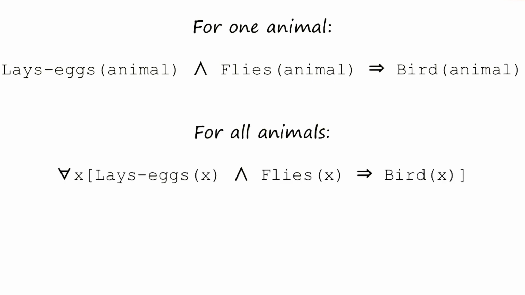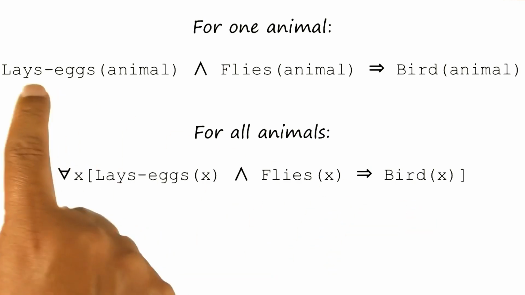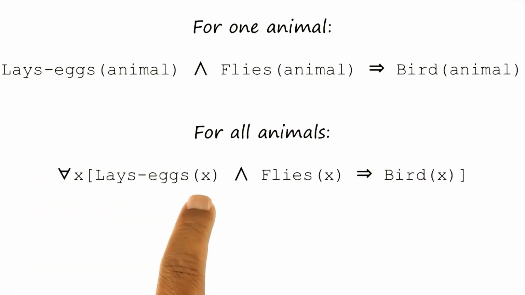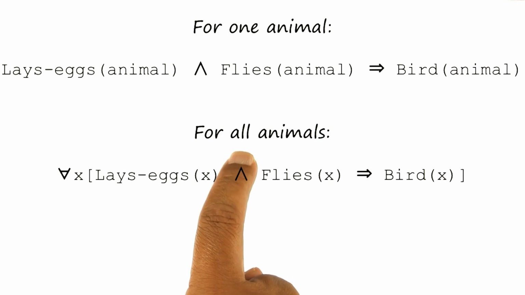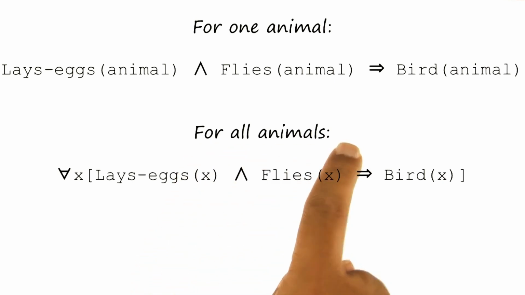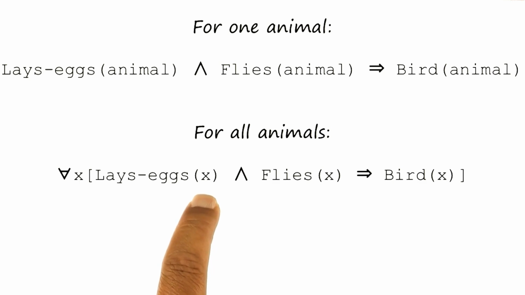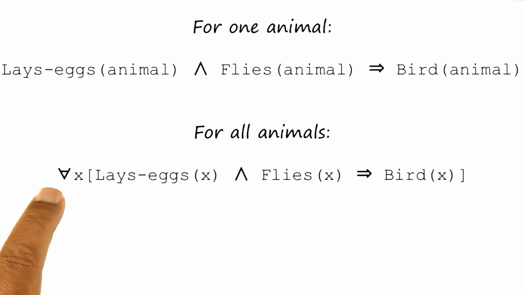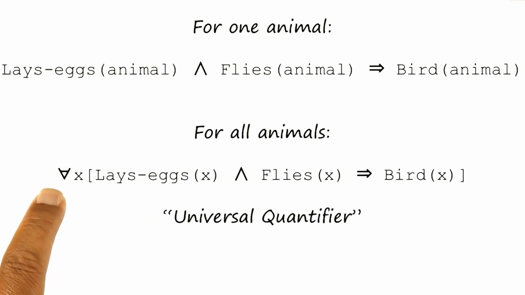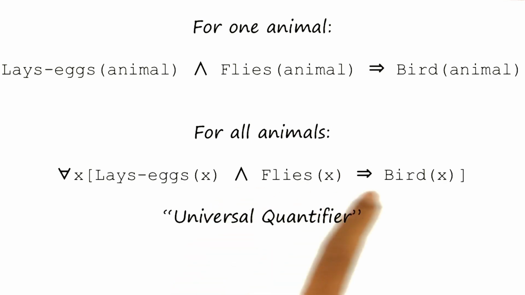So in first order logic, also known as predicate calculus, I might want to say something like, if X lays eggs and X flies, then X is a bird, which has a form very similar to the form here, except that instead of animal, I now have a variable. Now, I have a variable here, but I must also specify the range of the variable. And what I really want to say here is for all animals. Therefore, I'll introduce a new quantifier over the variable X. This quantifier is called a universal quantifier. It is generated with this symbol. This is a symbol for a universal quantifier. And this says now for all X, if X lays eggs and X flies, it implies that X is a bird.